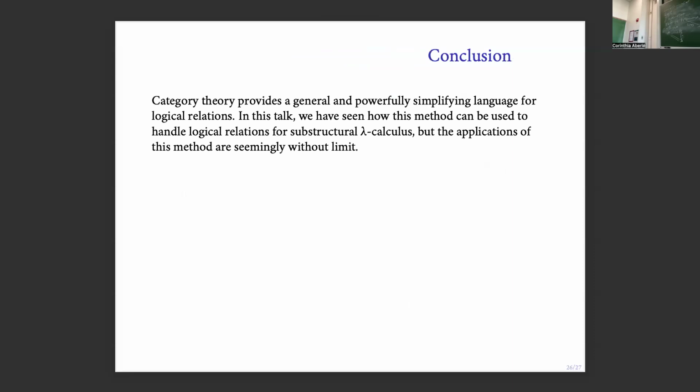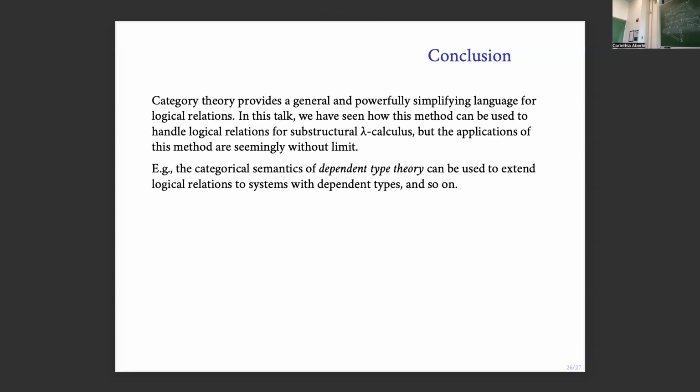And so, okay, that's my main punchline for this talk, but there's lots more potentially to talk about, and I think we have still almost an hour, so I'd be happy to take questions and discuss any aspects of this further. The conclusion here is that category theory provides a general and powerfully simplifying language for logical relations. And what we've seen here is that this method can be used to handle logical relations for substructural lambda calculus, but there's many further applications.